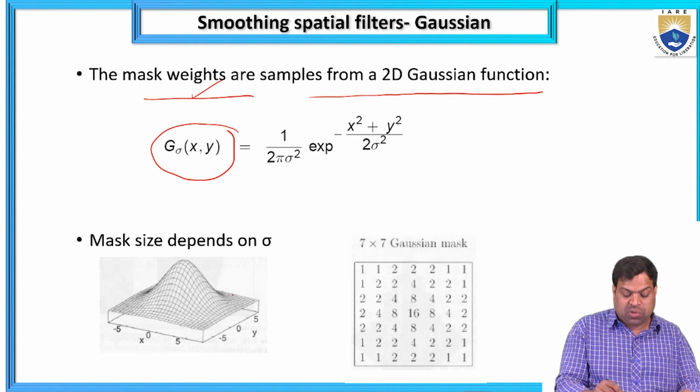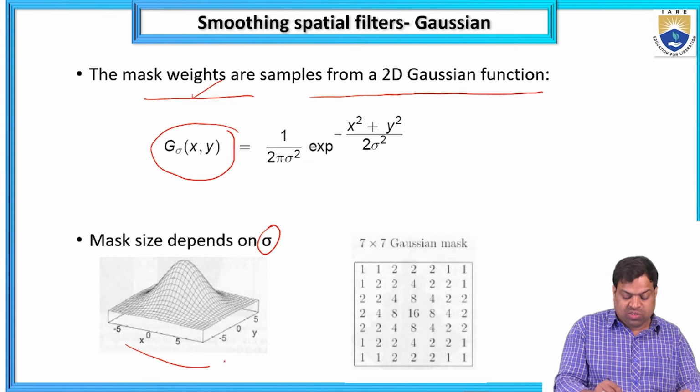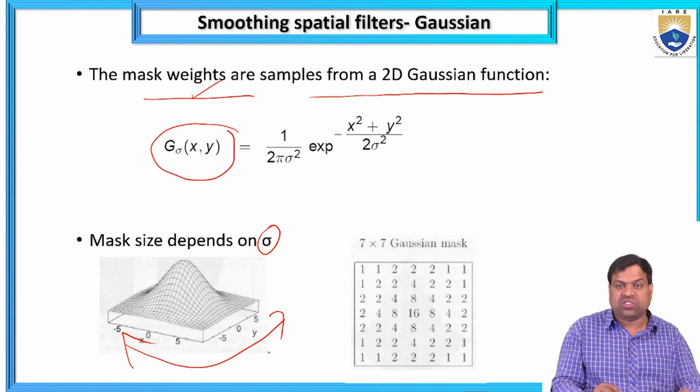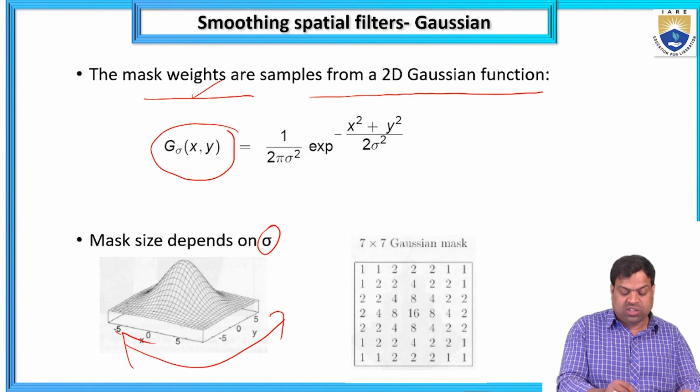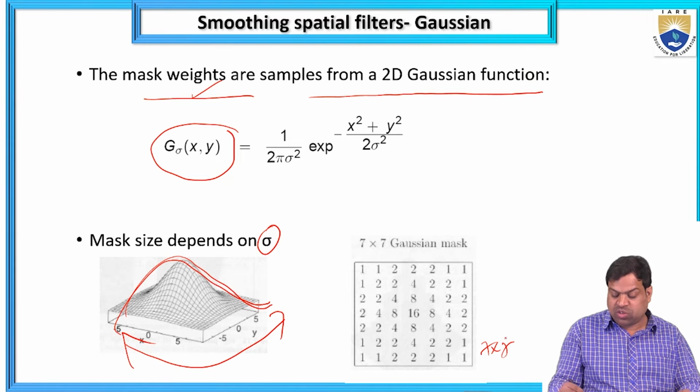Okay. Here, what is the mask size? It depends on sigma. So what is the sigma value? Here, the mask value depends on sigma. The mask size depends on the sigma value, and the mask size is like this. Okay, it is another example of a 7 by 7 Gaussian mask.